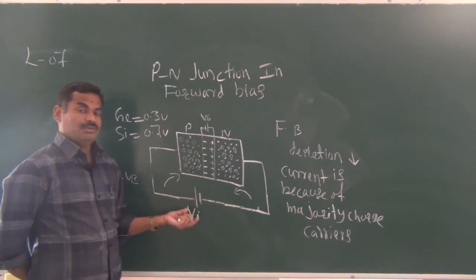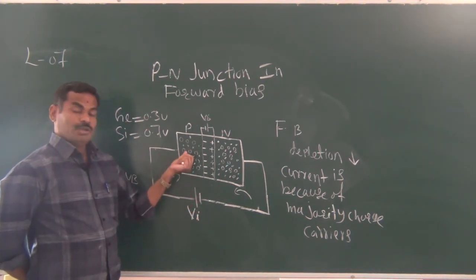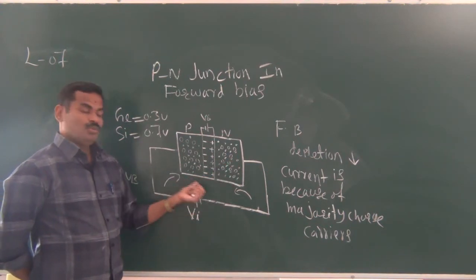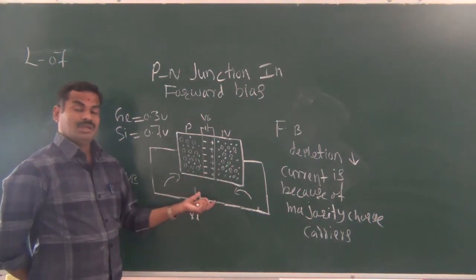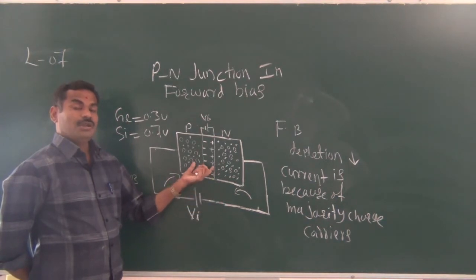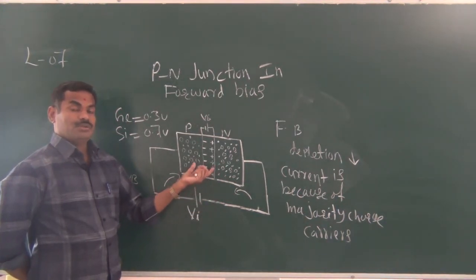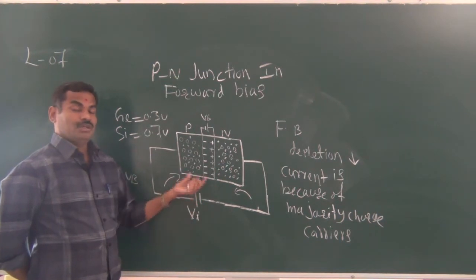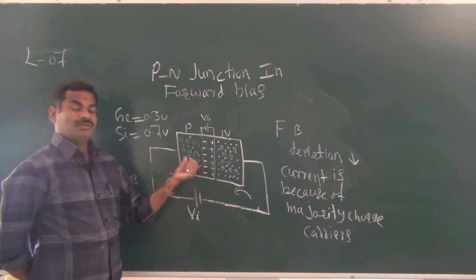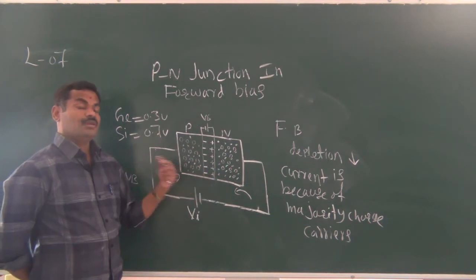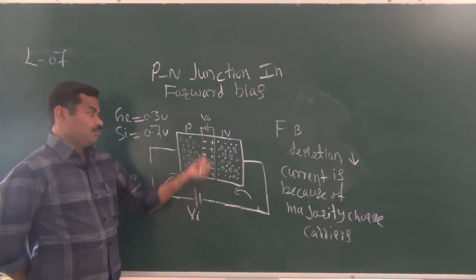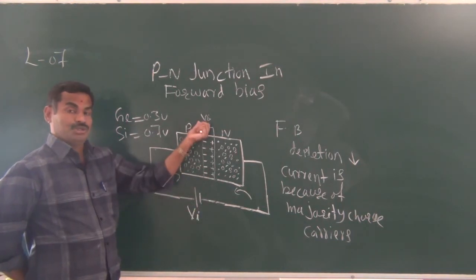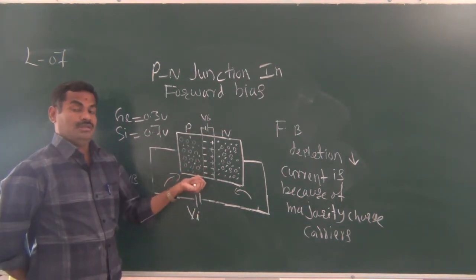The second point in forward bias: the holes will be repelled by the positive battery and the electrons by the negative battery. They move towards the junction and reduce the width of the depletion layer. Third, because of the reduced depletion layer, we have more current in forward bias. Last point, your applied voltage and barrier potential are in the opposite direction. The applied voltage opposes the barrier potential. That's why you get more current in forward bias.